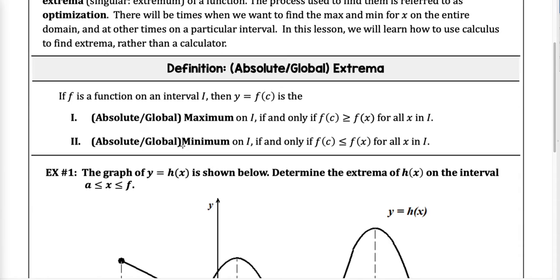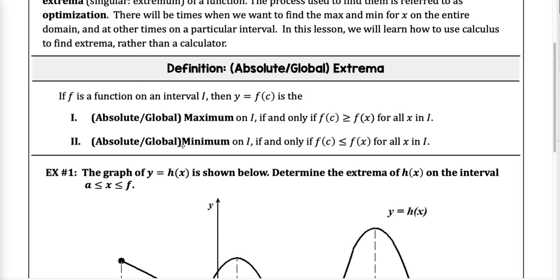Now there's going to be two different types. There's an absolute or global max and min. And I believe you guys kind of talked about absolutes and relatives in pre-calc. An absolute max would mean the very top of the graph. Absolute min, the very bottom. Some textbooks refer to it as a global instead of an absolute. I'm pretty sure your textbook in pre-calc used absolute, but you might see it referred to either way.